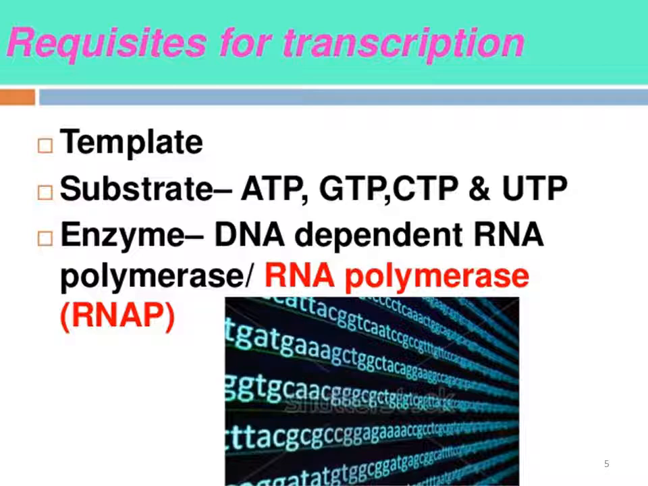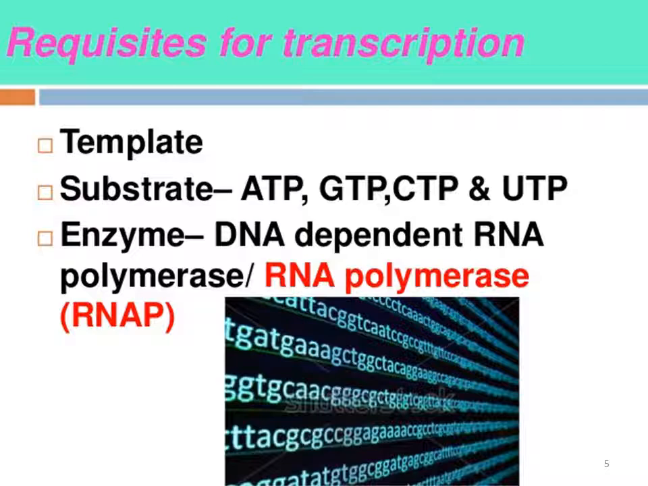Then we need substrate. Substrate means free nucleotides. These free nucleotides will be available in the environment of the cell, from where they will be picked up as required. For example, adenosine triphosphate, guanosine triphosphate, cytosine triphosphate, and uracil triphosphate. These are free nucleotides. They are working as substrate for the synthesis of the new molecule, meaning the RNA molecule.